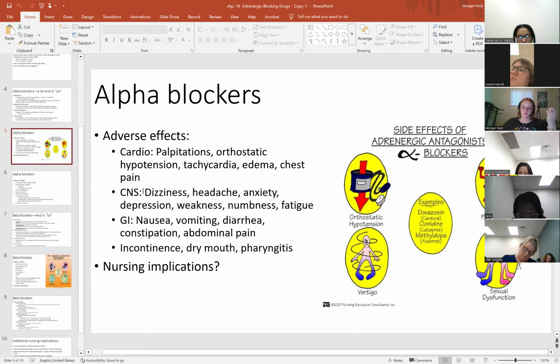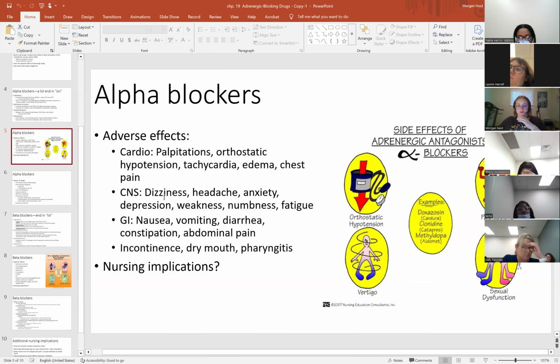With the central nervous system, we're hitting dizziness, headache, anxiety, depression, weakness, numbness, and fatigue. Especially my concern here is with orthostatic hypotension, because if I'm causing vasodilation, we know that vasodilation can cause a drop in BP, which can cause orthostatic hypotension. So my patient needs to be careful when getting up. Also tachycardia is a risk, edema or swelling, and chest pain. Otherwise, that is going to be your alpha blockers.